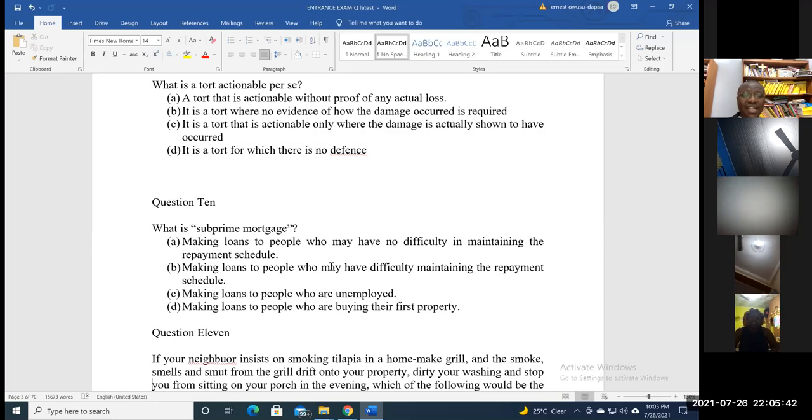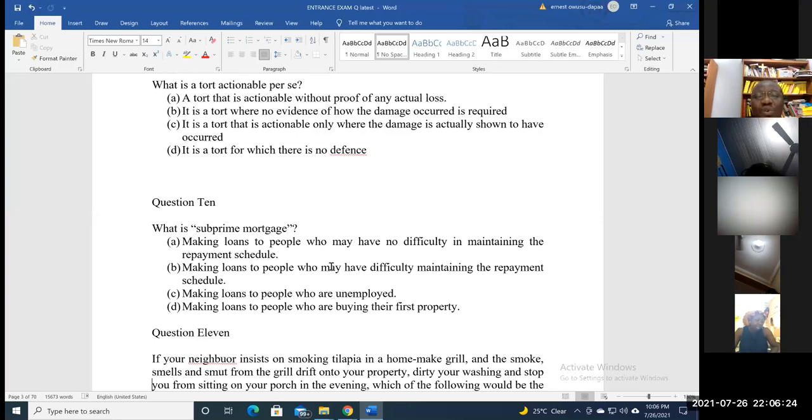Yeah, then question 10. Just before we rush on to question 10, let's dismiss the rest of the options in question 9. It's a tort for which there's no defense. Is there any tort in which there is no defense? Absolutely not. Every tort, you could have one defense or another. Even if you're talking about strict liability in criminal law, you can have a defense. So there's nothing like a tort for which there is no defense. So that one is certainly out.